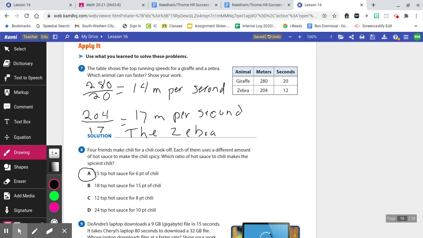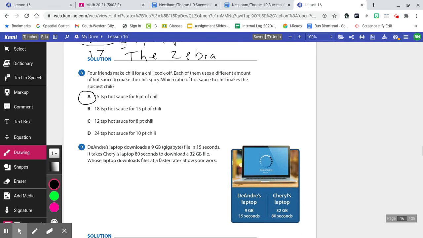And number 9. Deandre's laptop downloads a 9 gigabyte file in 15 seconds. It takes Cheryl's laptop 80 seconds to download a 32 gigabyte file. Whose laptop downloads files at a faster rate? Show your work. So we've got Deandre's 9 gigabytes in 15 seconds or Cheryl's laptop in 80 seconds. Why don't you stop the video, see if you can find the answer.